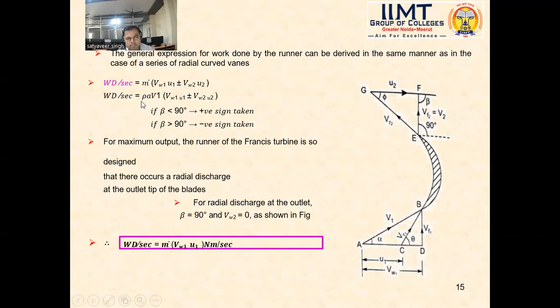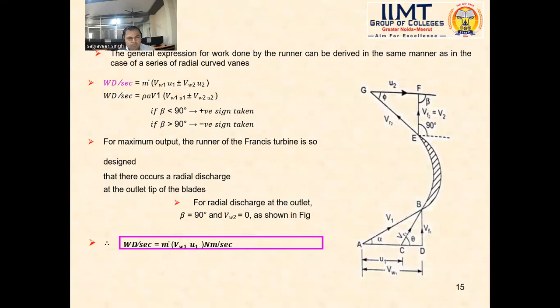Basically, m dot represents rho A V1. If beta is less than 90 degrees, we take the positive sign. If beta is greater than 90 degrees, we take the negative value for the calculation. For maximum output, the runner of the Francis turbine is so designed that there occurs a radial discharge at the outlet tip of the blades. For the radial discharge at the outlet, we take beta as 90 degrees and VW2 as 0, as shown in the figure.